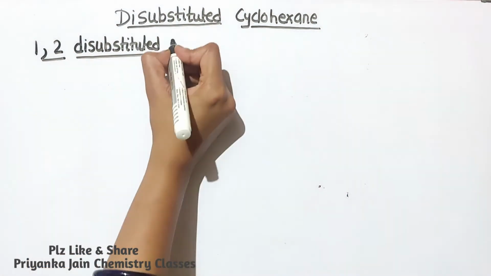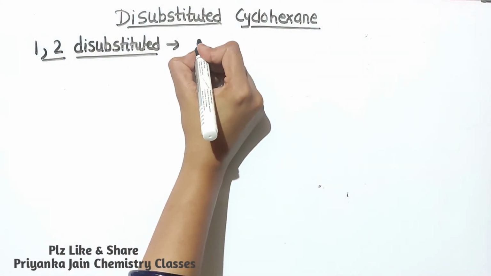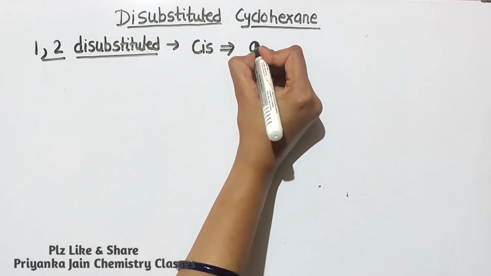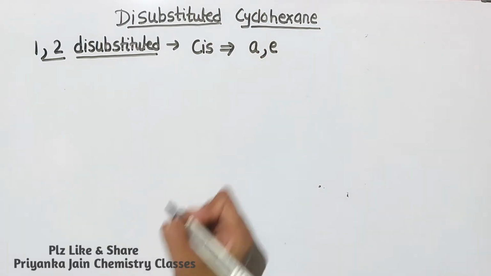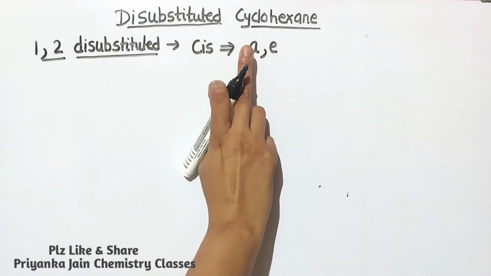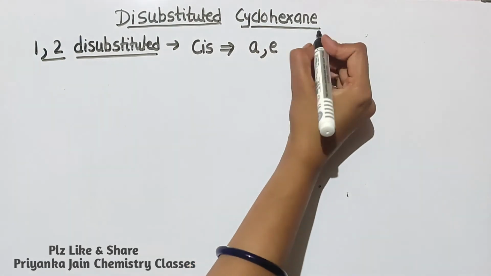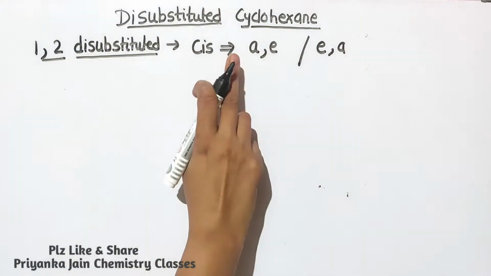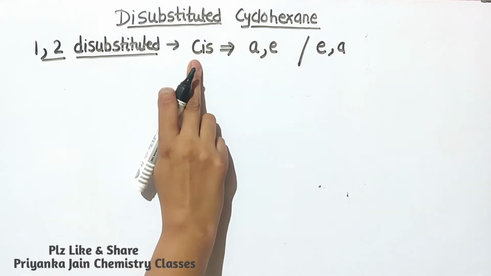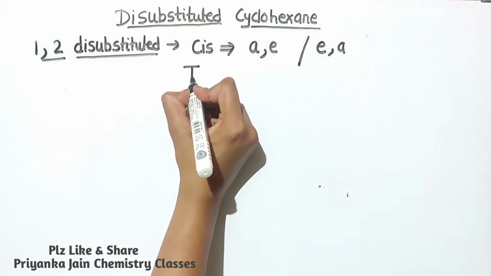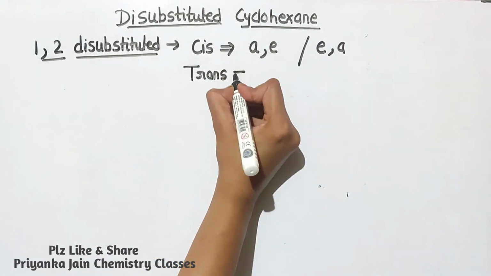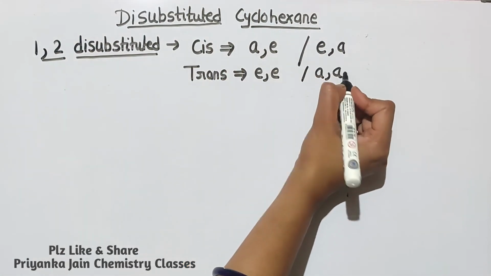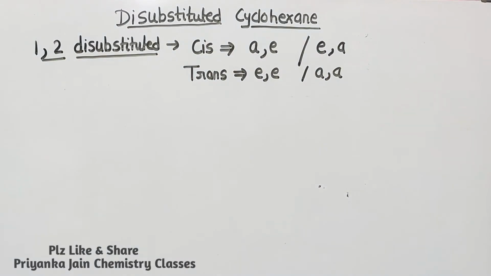In this case, firstly you should remember one thing. The cis isomer is one in which one substituent is axial and the other is equatorial, or one is equatorial and the other is axial. In that condition the compound will be called the cis isomer. And the trans isomer is one in which either both are equatorial or both are axial. Now we can understand how this can happen.